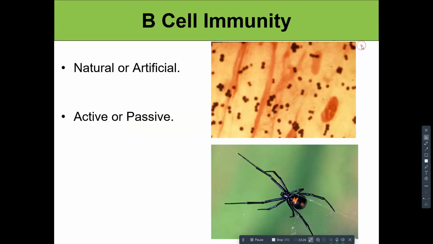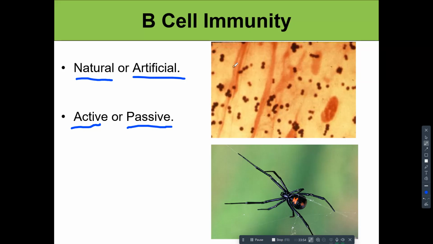Let's actually classify some different types of immunity. There are 2 ways we can classify immunity. It can be natural or it can be artificial. It can be active or it can be passive. I want to run through 4 scenarios with you and see if you can figure out what word, natural versus artificial or active versus passive, is going to apply for both these categories.